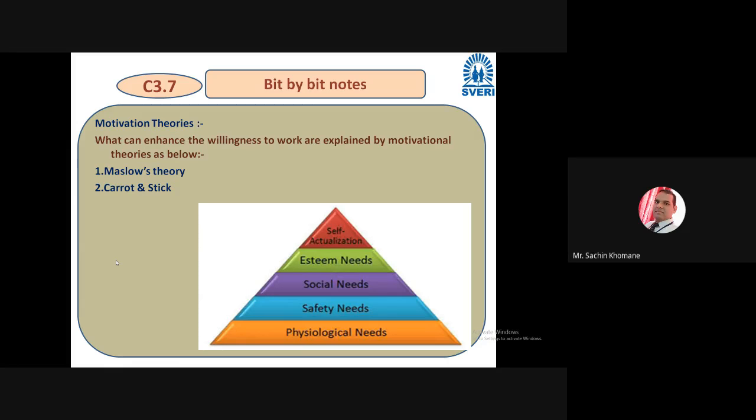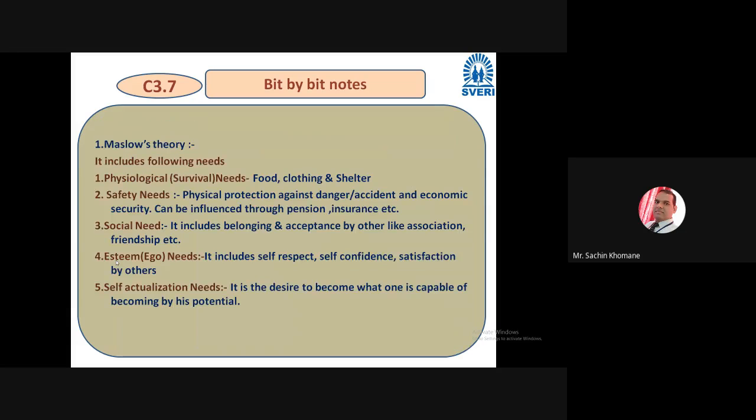So at the bottom, you have basic needs, and these should be given more weightage. Basic needs. Then safety need, again less weightage. Social needs, less weightage. Esteem need, and then self-actualization. So let us discuss what Maslow told regarding these basic needs. So Maslow's theory includes first point, that is a physiological need or survival need. Everybody is having these survival needs. What are those? Food, clothing, shelter. We say food, clothing, shelter. So these are the basic needs.